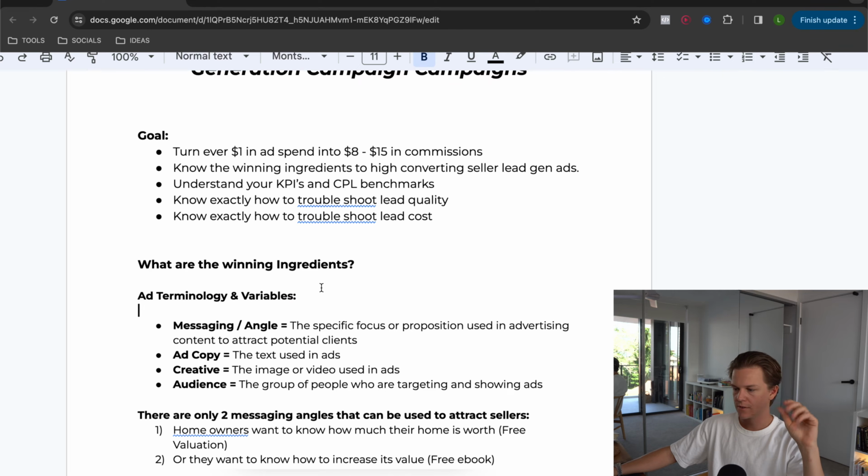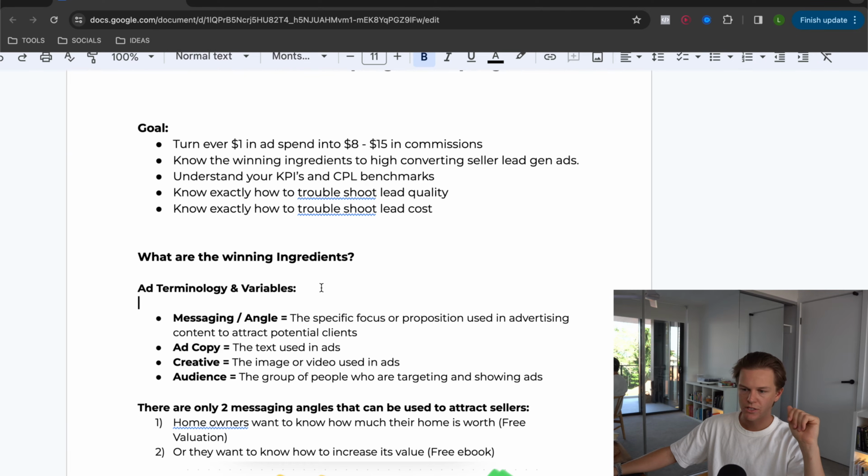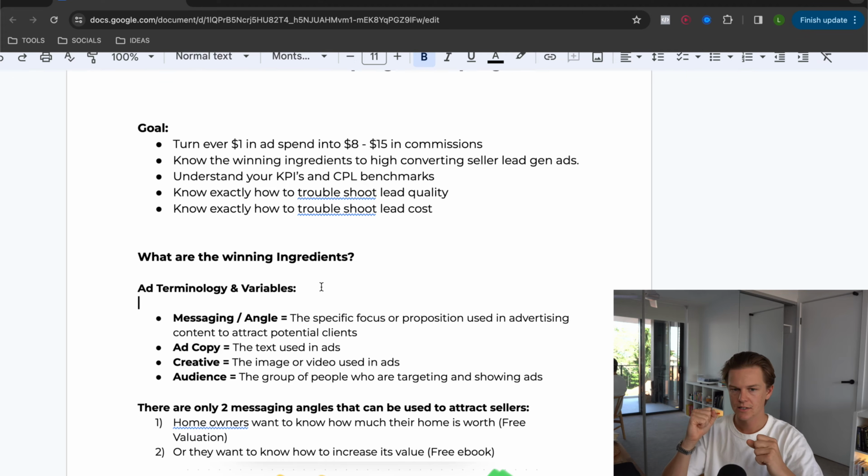These variables are essentially just like the levers that you have the option to pull to figure out how to make these campaigns work. We've given you a huge amount of the proven strategy so that you can just copy and paste it, but the only things that you have control over in the long term are pulling these levers in a different way.